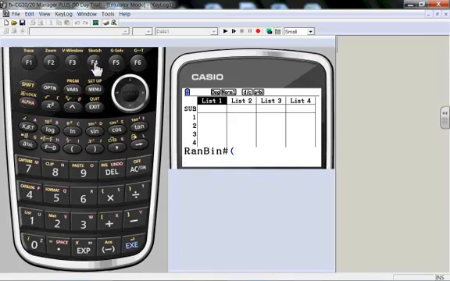binomial distribution with successes. We're going to do 50 trials. Probability of a success, let's go with 0.45. And how many times do I want to repeat this experiment? I'm going to do it 100.